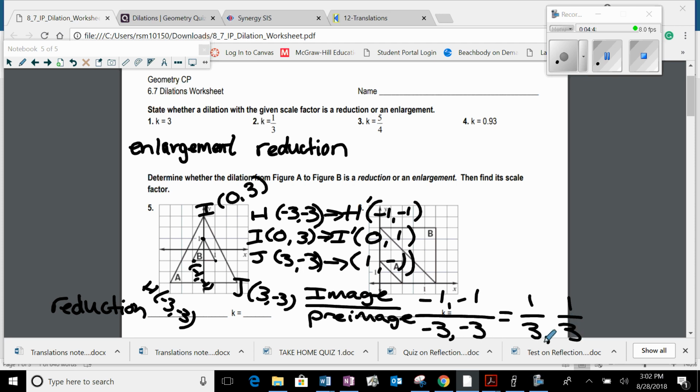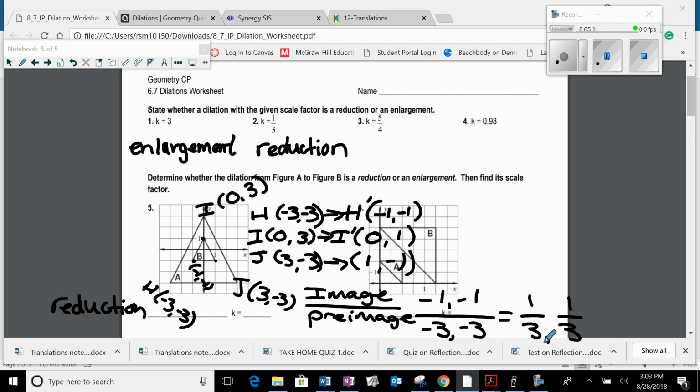Because they came out to the same fractions, we know it is a dilation of 1/3. That makes sense because it got smaller, so this should be a fraction, less than 1. Okay, so we took the image and divided it by the pre-image to get the scale factor of 1/3. And you can test that with each point. If you do that same division with each point, you should come out to the same answer.